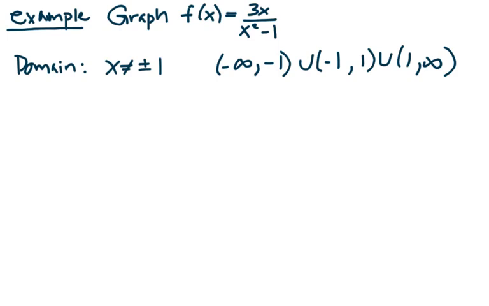While I'm at it, might as well identify if we've got vertical asymptotes or not. If you recall, vertical asymptotes occur when the denominator is 0 and there's not a shared term between the numerator and denominator. So the vertical asymptotes are going to be at plus or minus 1.